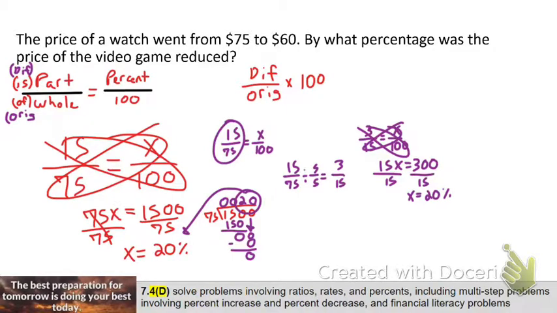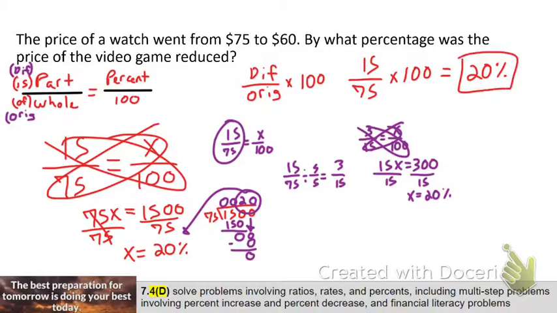And if y'all were to do it using this formula here, it's the difference, which is 15, divided by the original, which is 75, times 100. When you divide these two, you would have had 0.2, but when you multiply times 100, you would have had 20, and that would have given you that percent. So both of those ways would work.